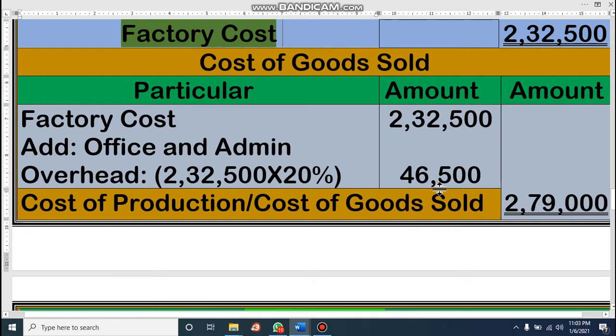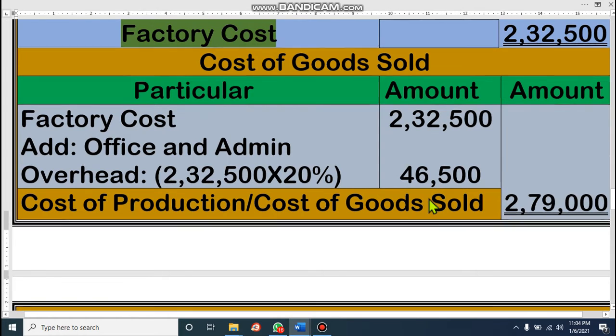Very easy one. If you know the formula, then you can solve the math. That's why again and again I am telling, at first you have to learn the formula, then you can find out the cost of goods sold. It is factory cost plus office and admin overhead, and factory cost is given in requirement B, and office and admin overhead is 20% of factory cost. So total is 2,79,000.